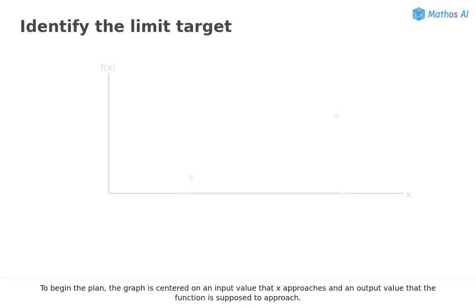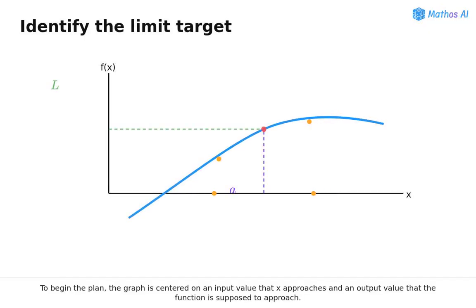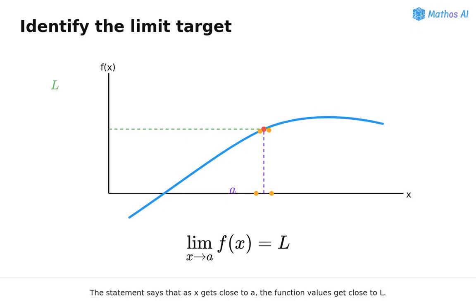limit. To begin the plan, the graph is centered on an input value that x approaches and an output value that the function is supposed to approach. The statement says that as x gets close to a, the function values get close to L.